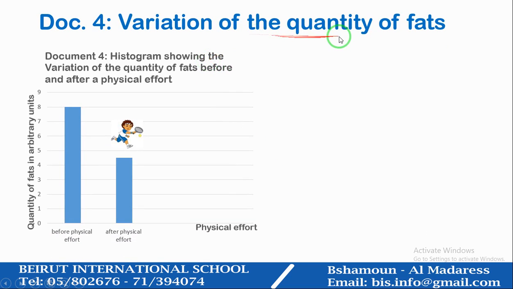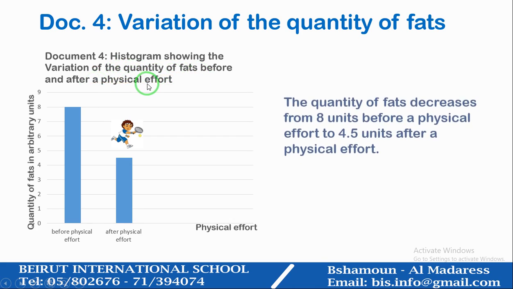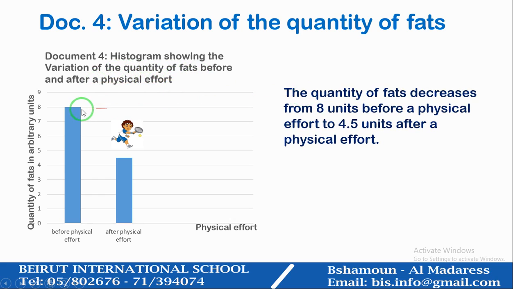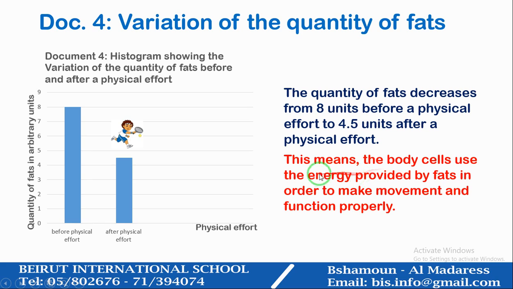Let's look at another document, the variation of the quantity of fats. Document 4 is a histogram showing the variation of the quantity of fats before and after a physical effort. So, the quantity of fats decreases from 8 units before a physical effort to become 4.5 units after a physical effort. This means the body cells use the energy provided by fats in order to make movement and function properly.